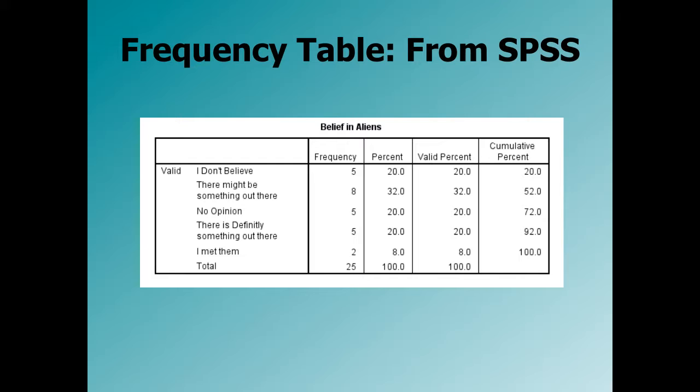The next step would be to calculate the percent. And the way you calculate the percent is the way you always do, which is you take the frequency of that particular category, and you divide it over the whole. So 5 over 25 times 100 to turn it into a percent, that's 20. 8 over 25 times 100, it's 32, and so on and so forth.